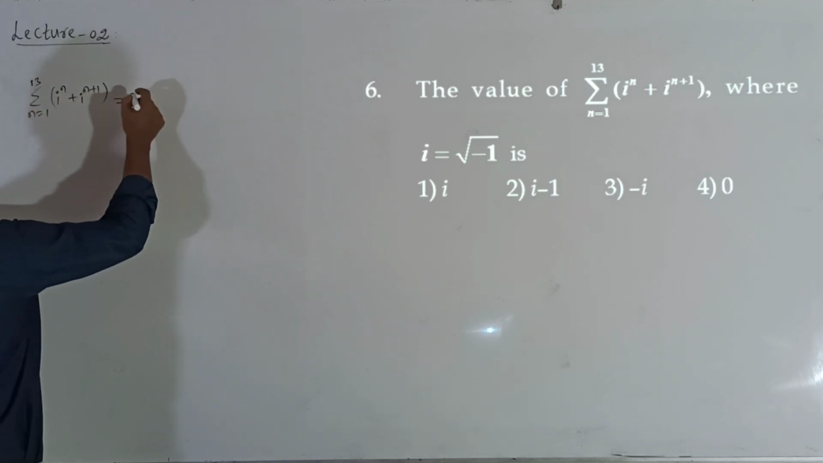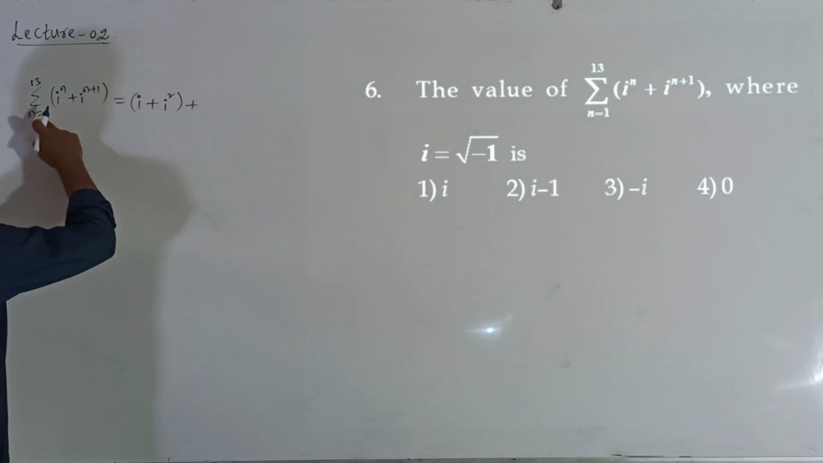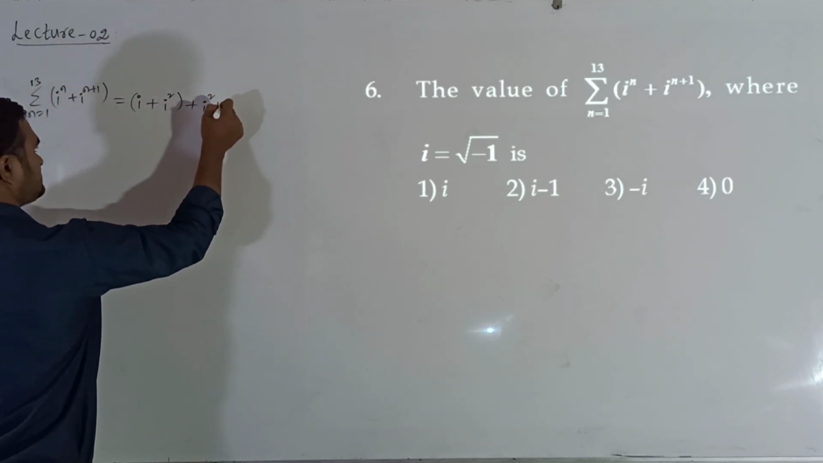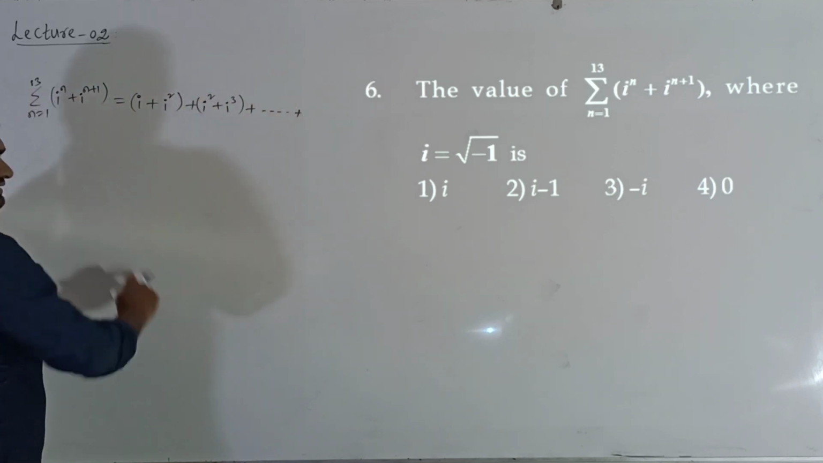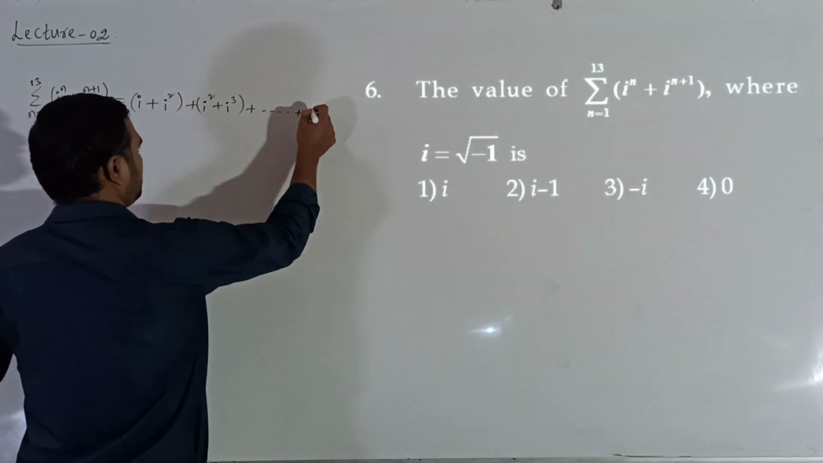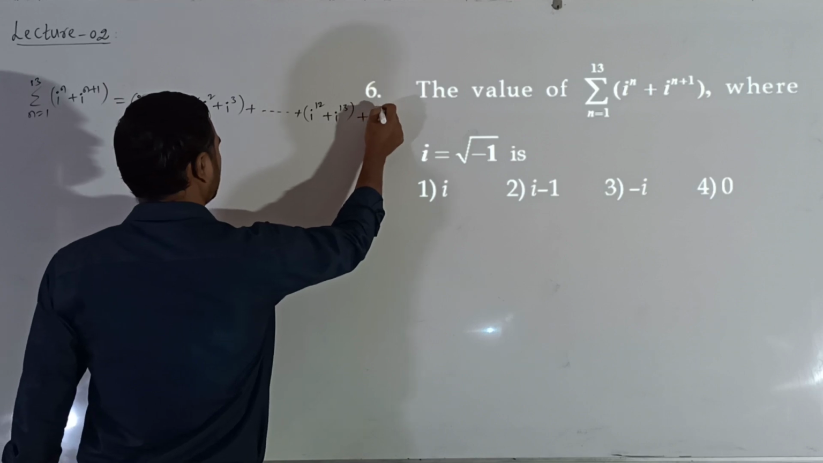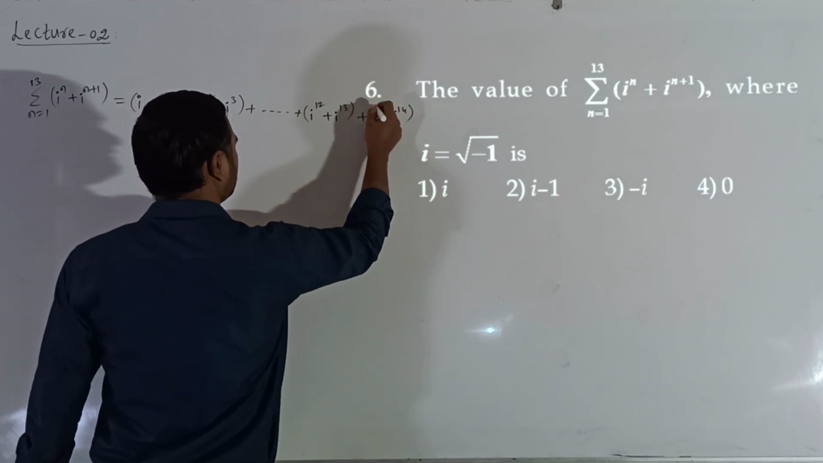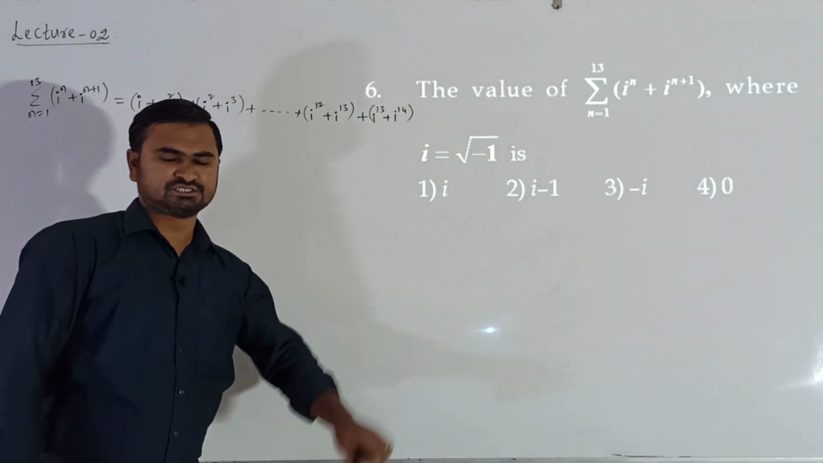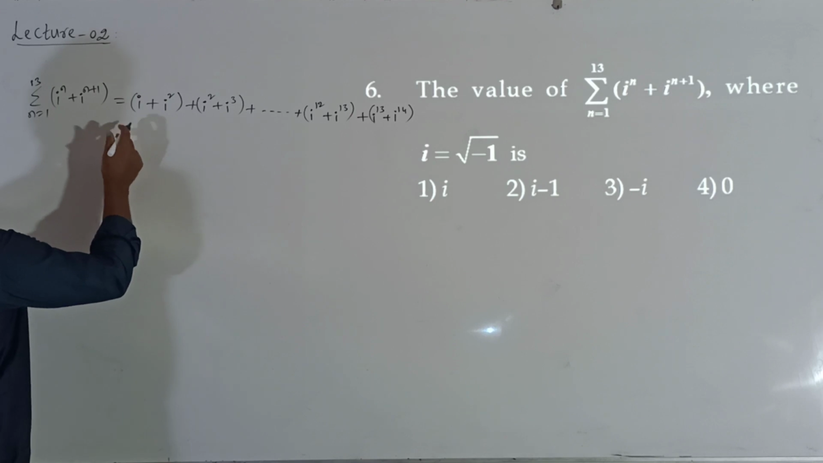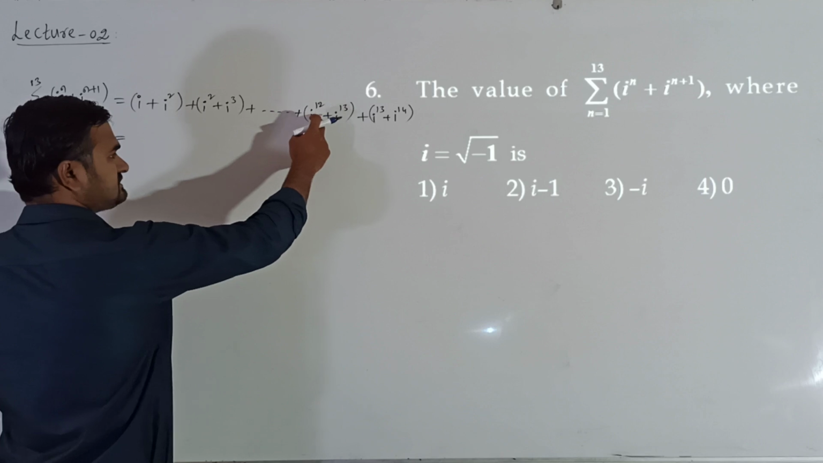If I take n equal to 1, what do we get? i power 1 plus i power 2, plus, if n is 2, i square plus i cube, and so on up to 13. Now before 13 we have 12: i power 12 plus i power 13, plus i power 13 plus i power 14. This is the expansion of the sigma notation. Now add these terms: i plus i square plus i square plus i cube plus i cube plus i power 4 and so on.